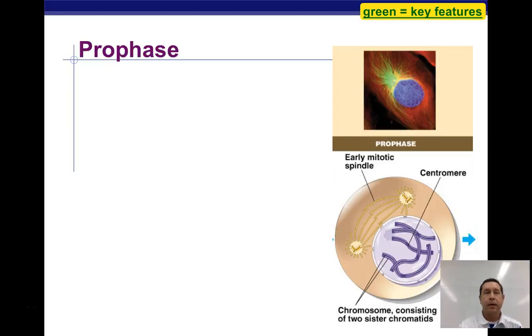All right, in this video we're going to talk about the various stages of mitosis. And there are basically 5 stages that we'll talk about. The first stage is prophase. So remember, mitosis is division of the nucleus.